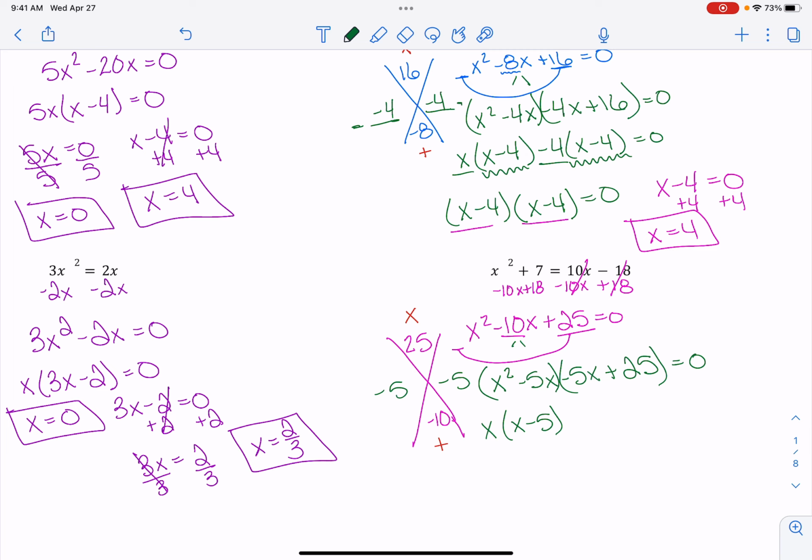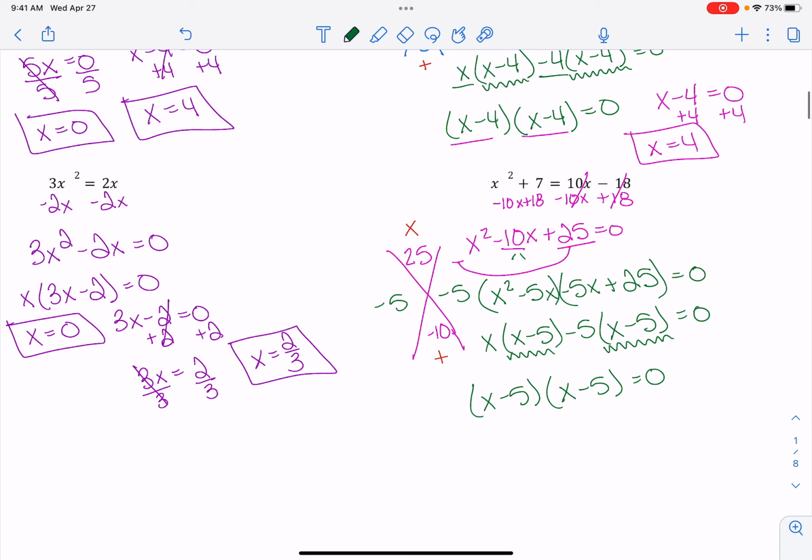In our second set of parentheses, we have negative 5x plus 25. That first term is negative, so that means we have to pull a negative out. And between 5 and 25, our GCF is 5. So then we're left with x minus 5 on the inside. And so again, we double check that our parentheses match, and they do. So we take those outside terms to be a parentheses and those inside terms to be their own parentheses.